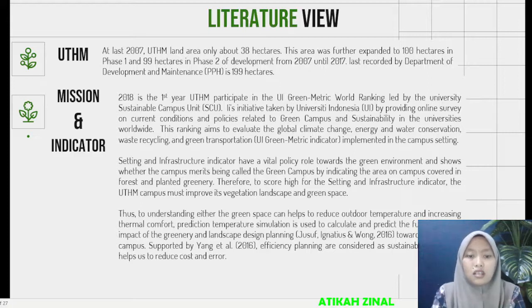The setting and infrastructure indicator has a vector policy role towards the green environment and shows whether the campus merits being called a green campus. This indicator covers forests and planted greenery. Therefore, to score high on the setting and infrastructure indicator, the UTHM campus must improve its vegetation, landscape and green space. Thus, to understand whether green space can help reduce outdoor temperature and increase thermal comfort, temperature prediction simulation is used to calculate and predict the thermal impact of the greenery and landscape design planning towards a sustainable campus.